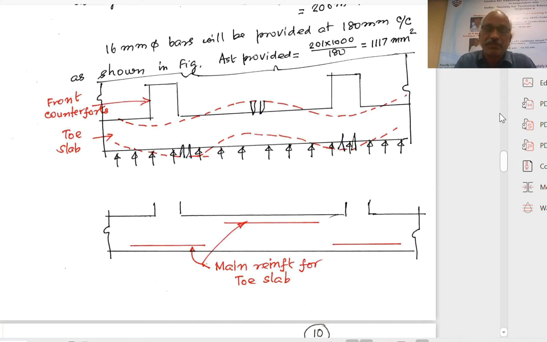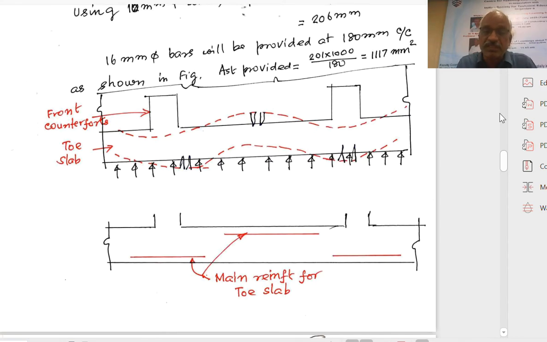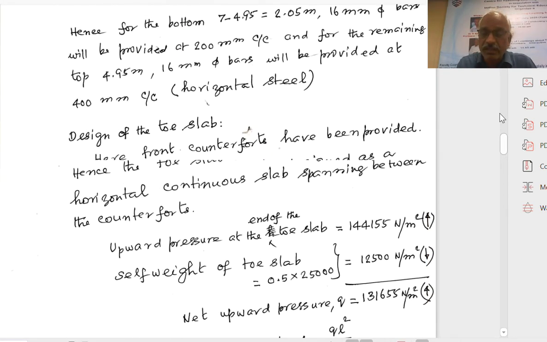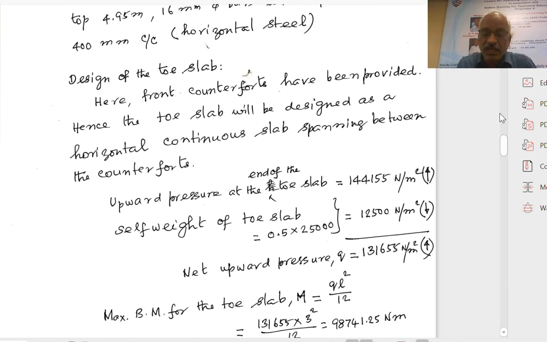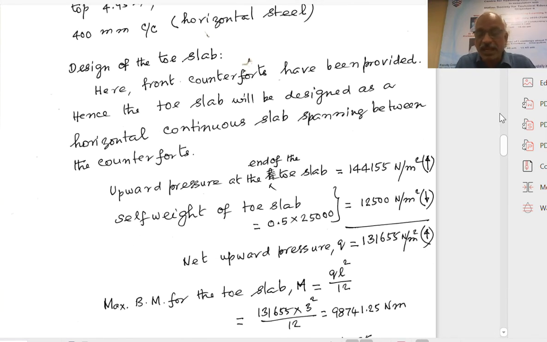Now what is the net upward pressure? The net upward pressure calculation is somewhere here. For the toe slab, the net upward pressure is equal to 131,655 Newton per square meter. So this you have to multiply by 3 meters length and 1.2 meter width, because we know the length of the toe slab is 1.2 meter and the width is 3 meters center to center.